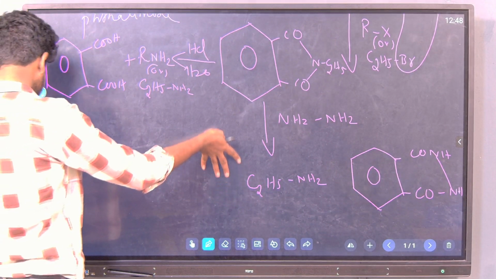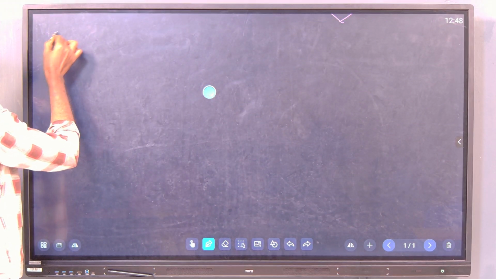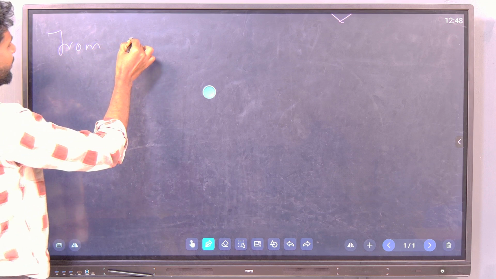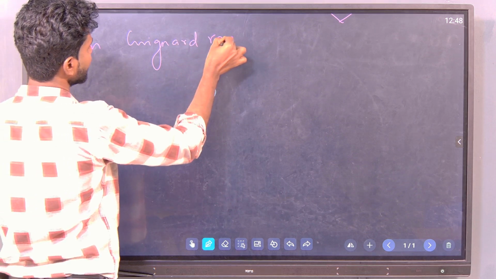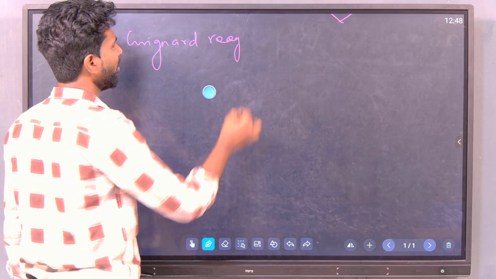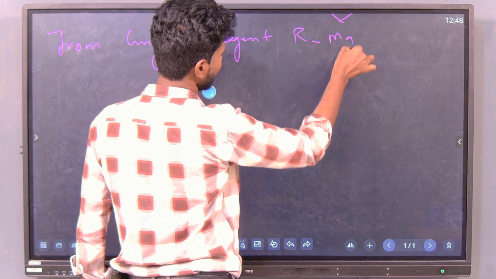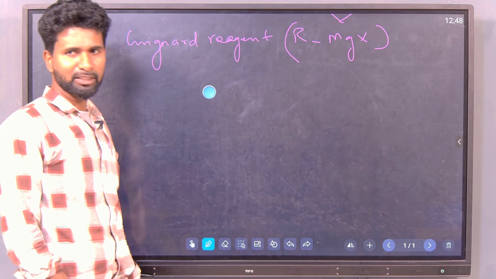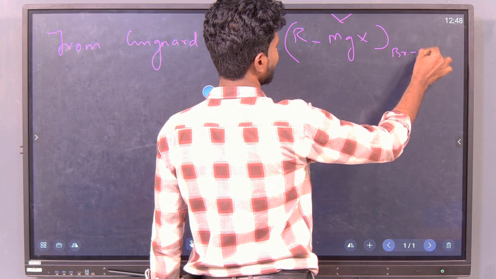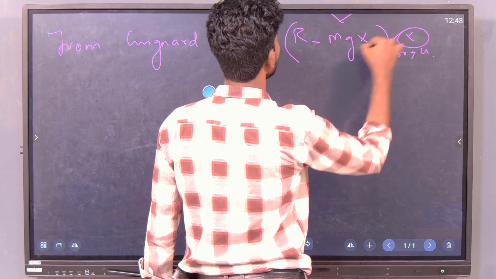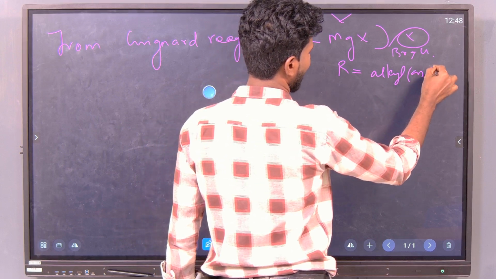Next one is from Grignard reagent. How to prepare amines from Grignard reagent. What is Grignard reagent? Grignard reagent is alkyl or aryl MgX. X is the halogen, usually bromine, and chlorine also we can use. R is the alkyl group or aryl group, alkyl or phenyl group.